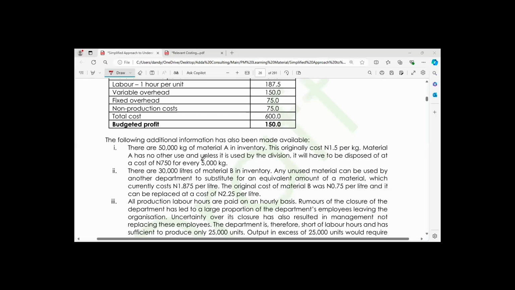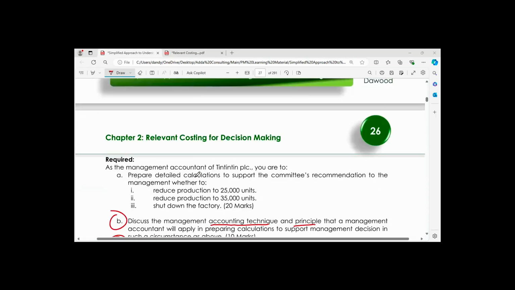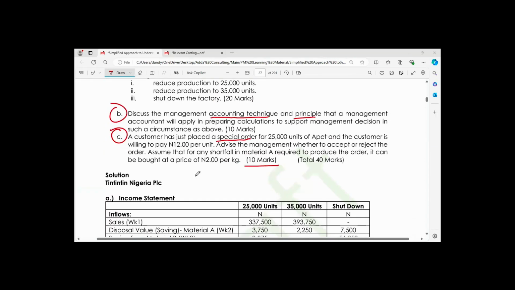Remember, like I told you, all these numbers that you have, 30 liters, 50 kilograms, they are for normal operation of the company. So your focus is on the special order, which has to do with 25,000 units that you want to produce for this special order. Your focus is whatever the cash inflow that is coming from the special order versus how much cost you are going to incur on the special order.